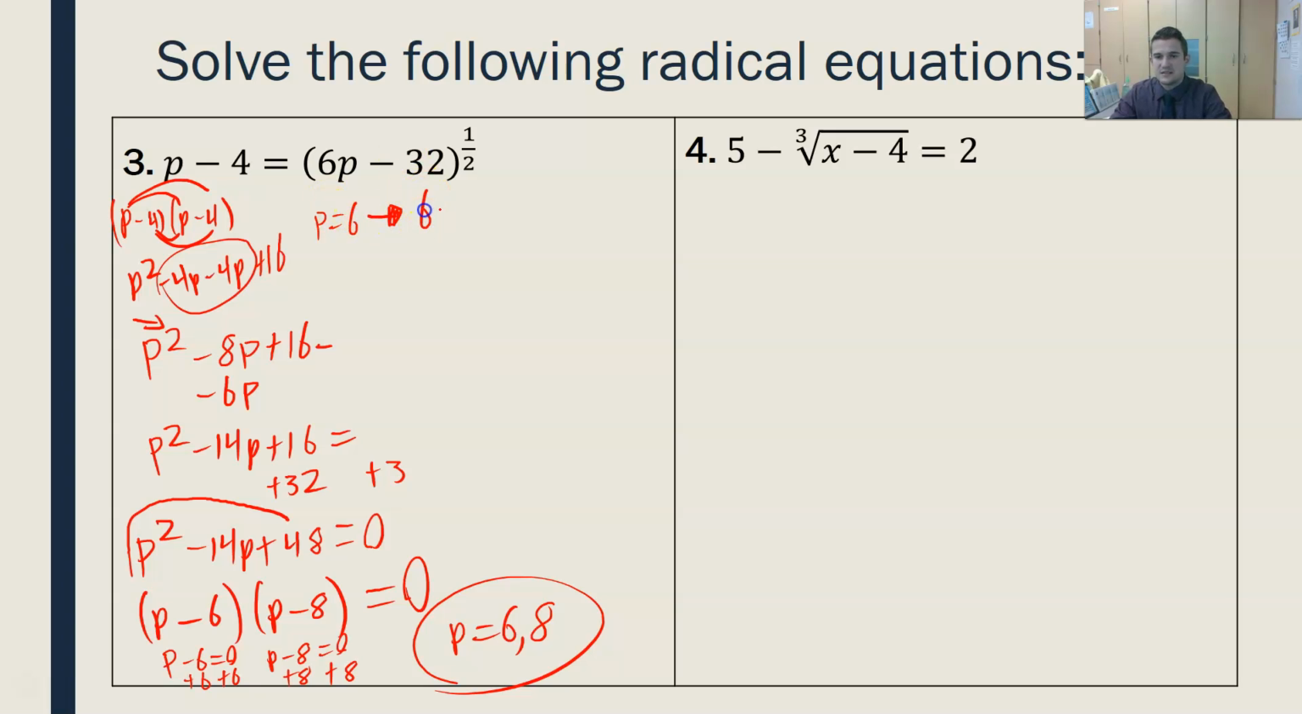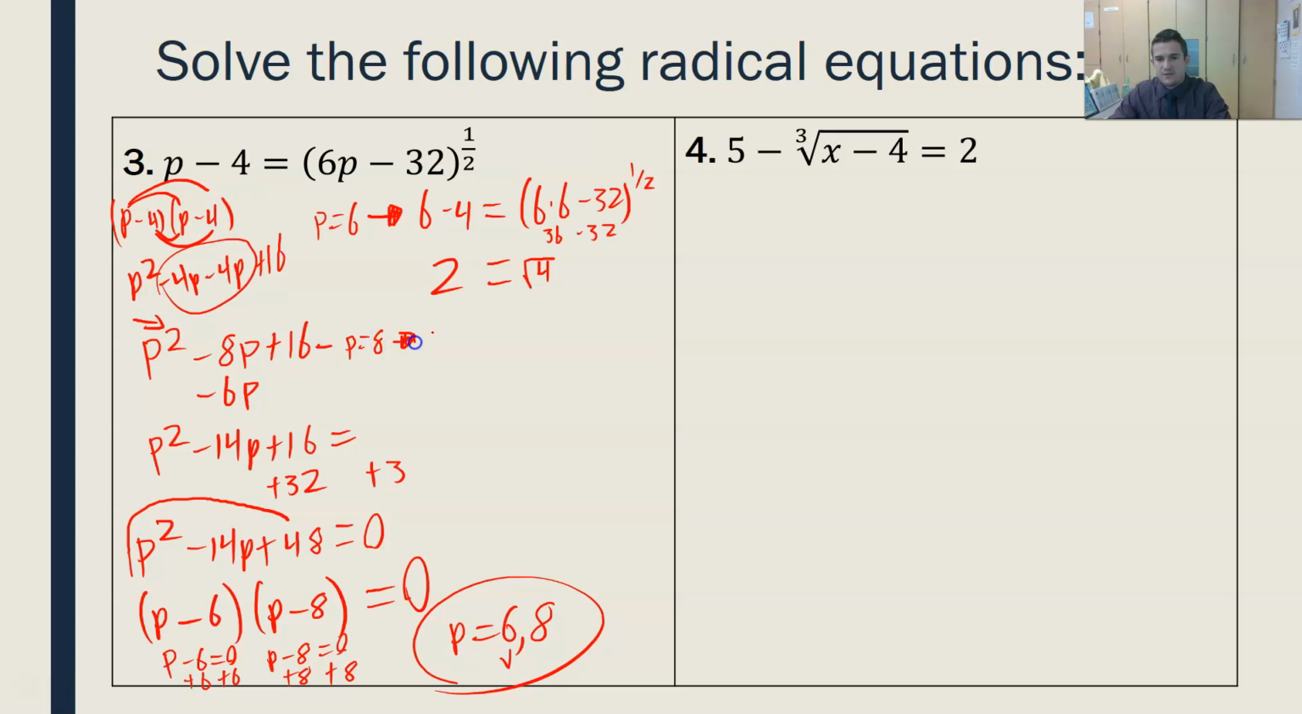That's going to give me 6 minus 4 equals the square root of 6p minus 32, or to the 1/2 power. So 6 minus 4, that's 2. 6 times 6 is 36. Minus 32 is 4. So I have 4 to the 1/2 power. Remember, taking something to the 1/2 power is the same as square rooting. So positive 2 is indeed equal to the square root of 4. So 6 works.